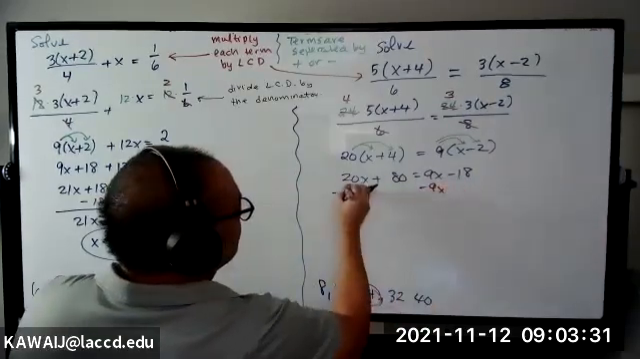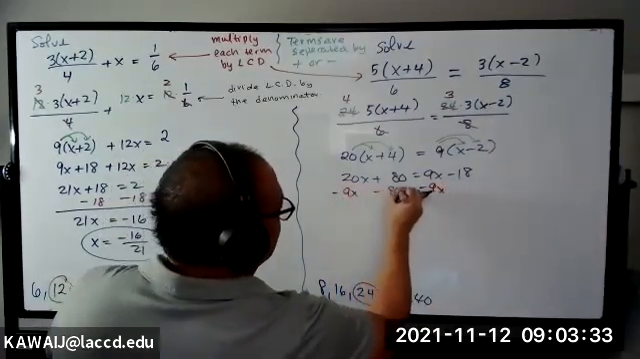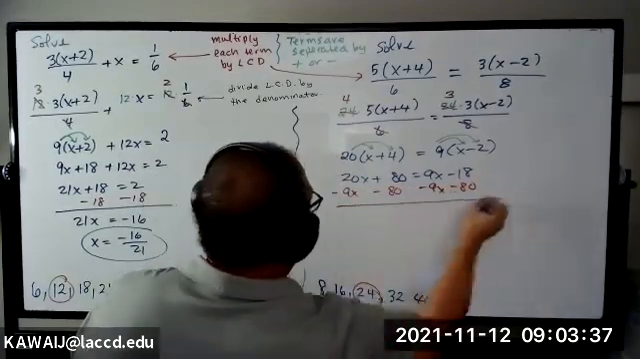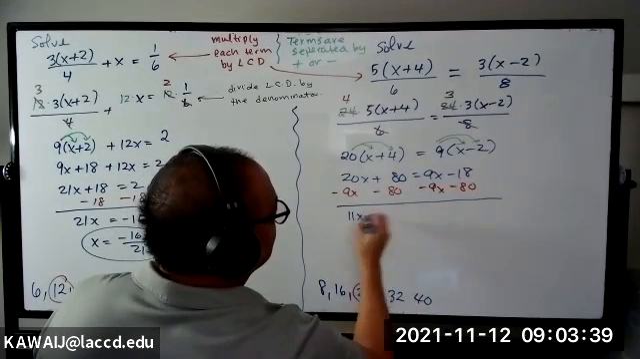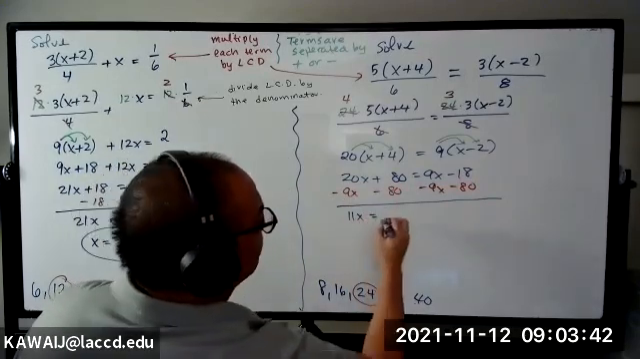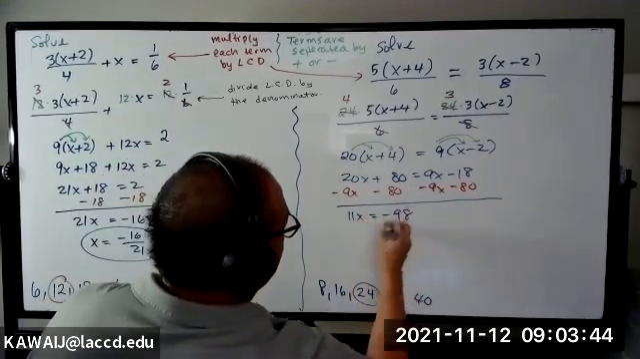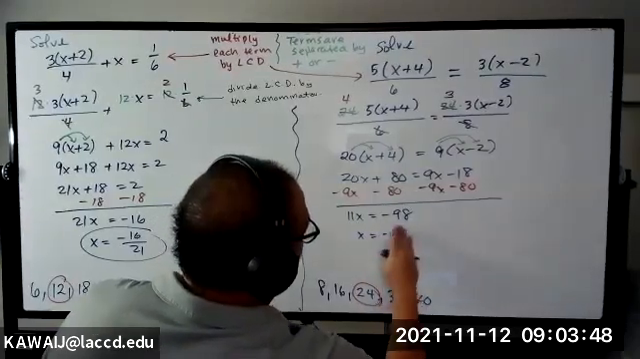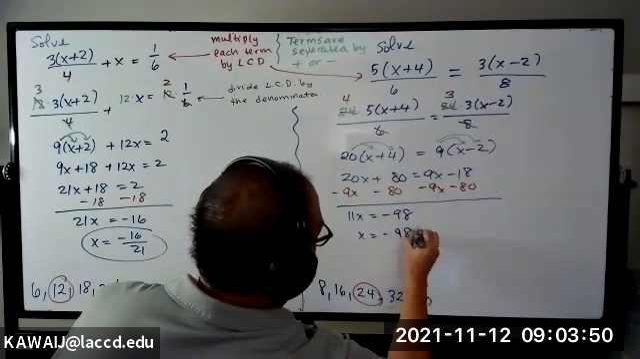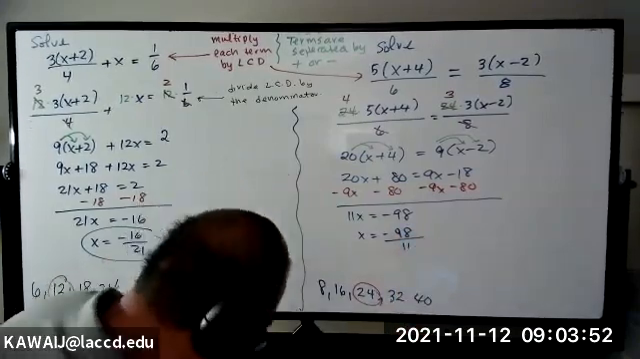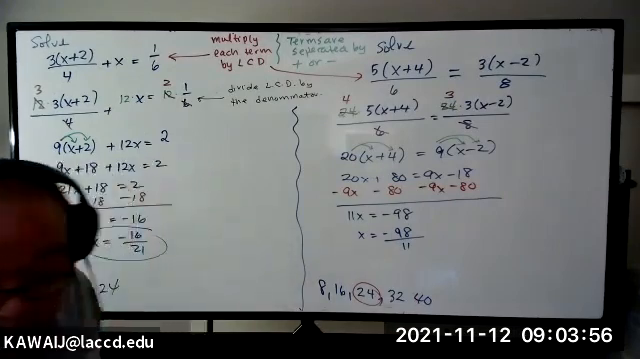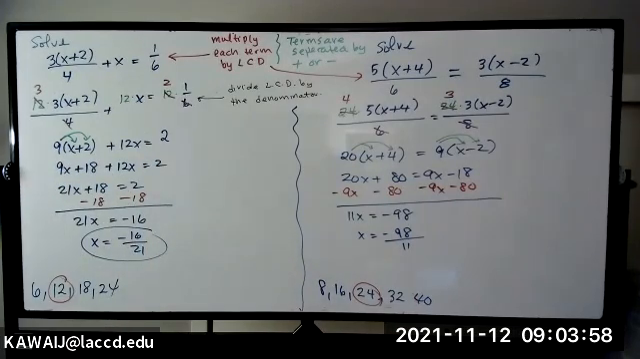So subtract 9x, subtract 80. So I get 11x is equal to minus 98. Like that. Okay. Let's take a picture of this.